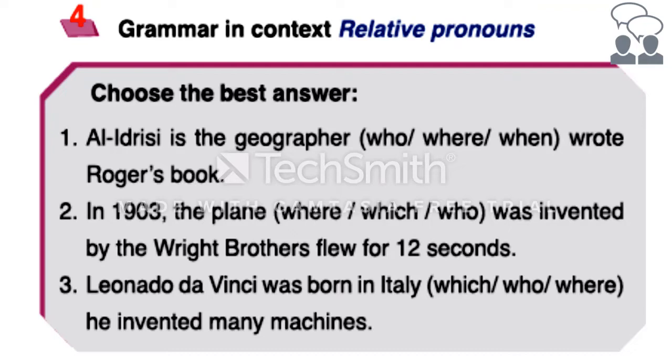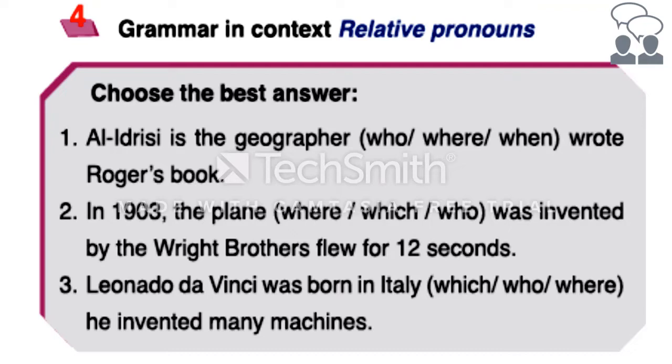Choose the best answer. Number 1. Idrisi is the geographer who wrote Roger's book. Idrisi is a person, so we have to take who. Number 2. In 1903, the plane which was invented by the Wright brothers flew for 12 seconds.